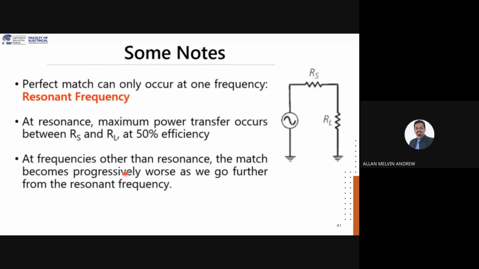At frequencies other than resonance, the match becomes progressively worse as we go further from the resonant frequency. The resonant frequency is like a peak. If you go far from the resonant frequency, let's say the resonant frequency is 1000 hertz, and you go to 2000, 3000, 4000, the signal will become worse and worse. At the same time, on this side, if you move to 800, 500, 100, decreasing, it will also become worse.